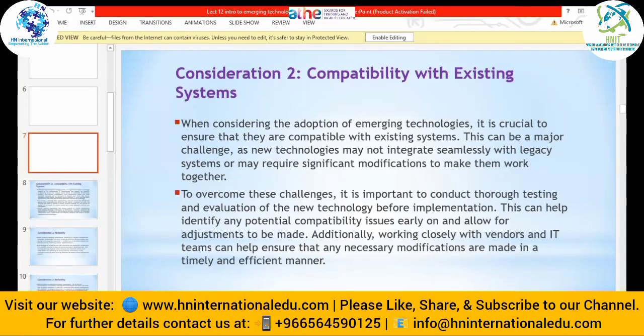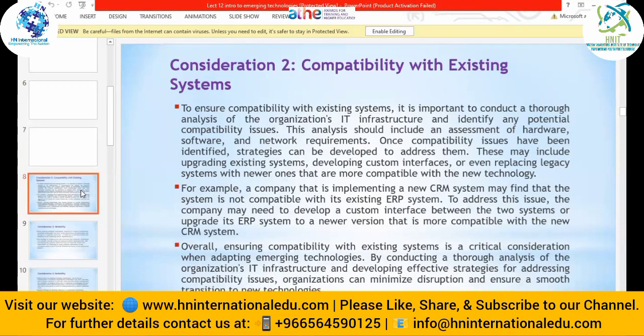Okay, clear. Now, to ensure compatibility with existing systems, it is important to conduct a thorough analysis of the organization's IT infrastructure and identify any potential compatibility issues. This analysis should include an assessment of hardware, software, and network requirements. Once compatibility issues have been identified, strategies can be developed to address them. These may include upgrading existing systems, developing custom interfaces, or even replacing legacy systems with newer ones that are more compatible with new technology. Every hardware and software has its legacy issues. We have to go through them.